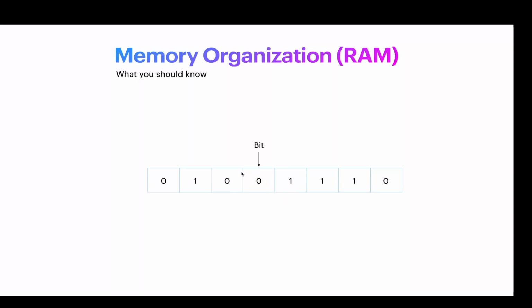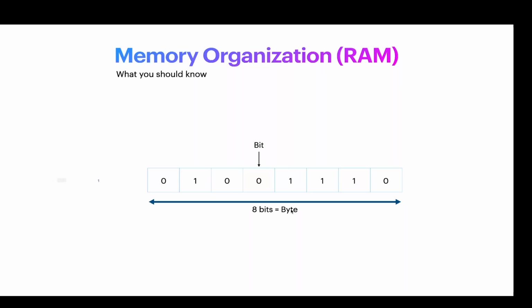Each individual box is called a bit. It's called a binary digit. In short, it's called a bit. Binary meaning it can only store either a 0 or a 1, and that's why it's called binary. And since these are digits, it's called a binary digit. In short, a bit. So each individual box is called a bit, and a collection of 8 bits is called a byte.